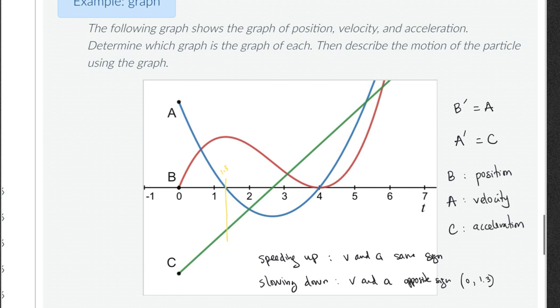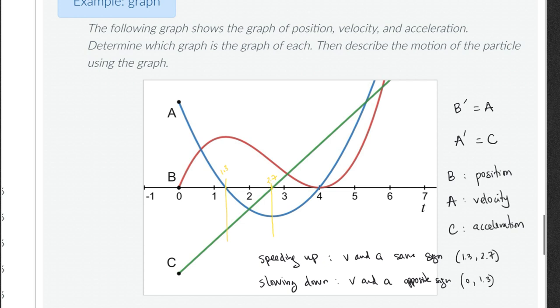From 1.3, or whatever this x value is, up to 2, let's say that is 2.7. The sign of the velocity and the acceleration are both negative, and so we say that the particle is speeding up from 1.3 to 2.7 because they have the same negative signs, both the velocity and the acceleration.